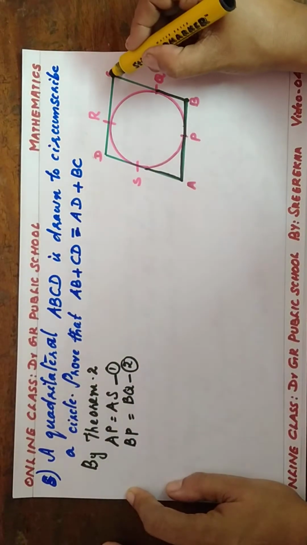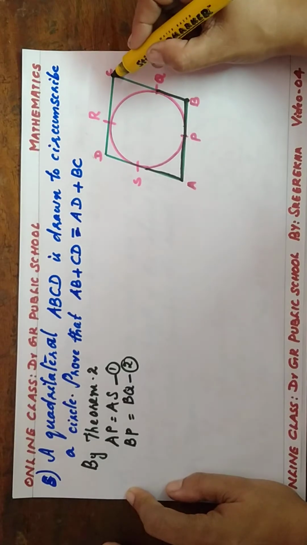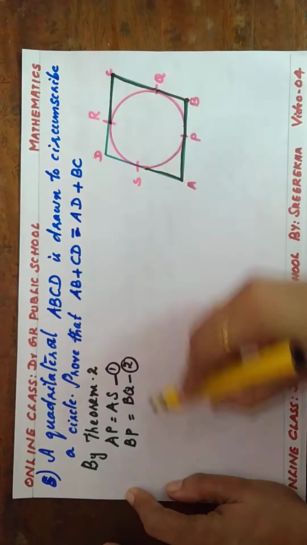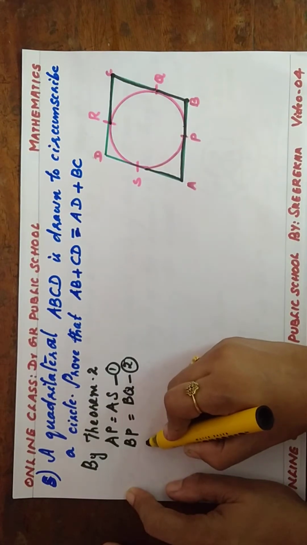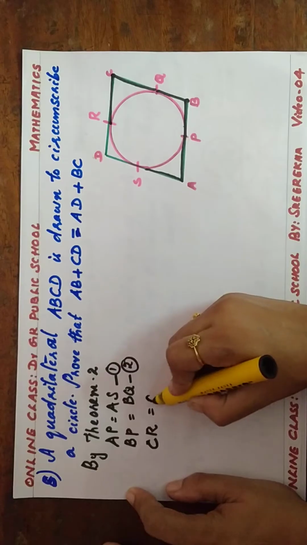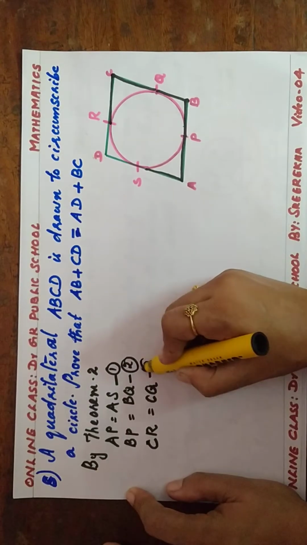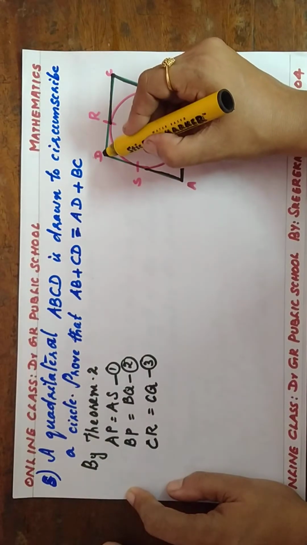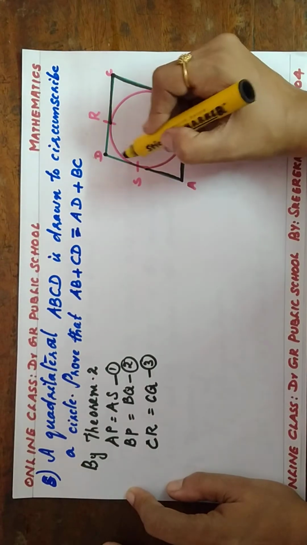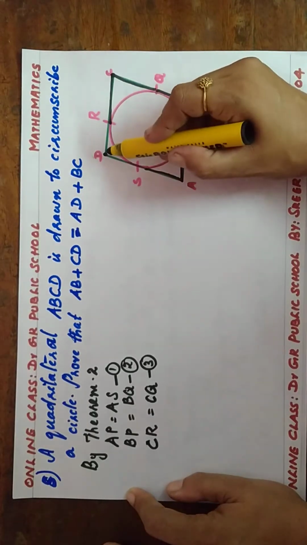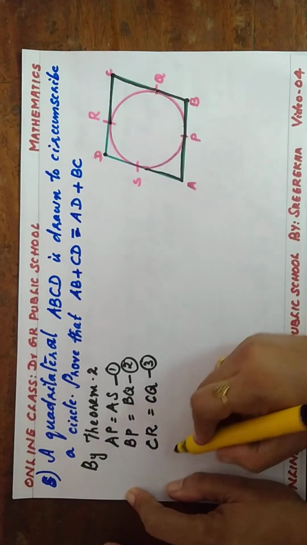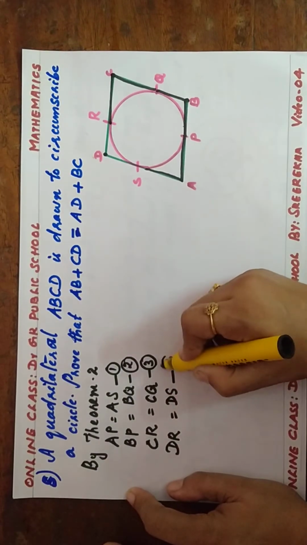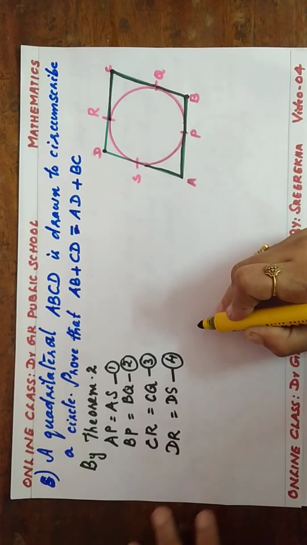In the same way, consider C. C is also an external point to the circle. As per theorem 2, CQ must be equal to CR. Or I am going to write it as CR equals CQ. Both are the same. Now I am going to consider this point D. For the point D, again an external point to the circle, tangents from the external point to the circle are equal in length. So you can write DR equals DS. DR equals DS, equation number 4. So from this question, you will get 4 equations.